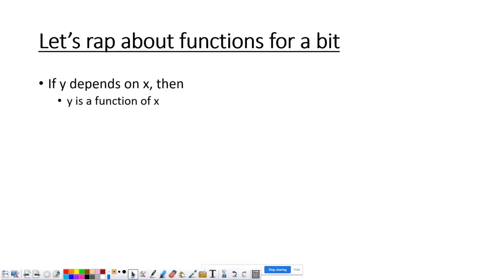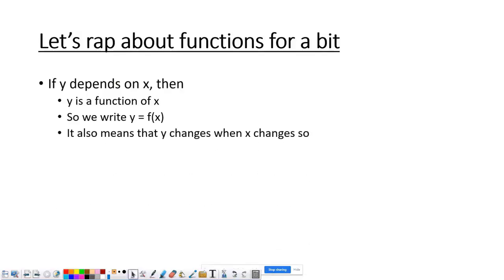Another way of saying that is to say that y is a function of x. Once again, all that means is that y depends on x. So if I tell you that y is a function of x, that means that if you plug a number in for x, you'll get a specific answer for y. If y is a function of x, this is how we write it. This is the math language for this concept of y depending on x. So if y depends on x, that means that as x changes, y will change.